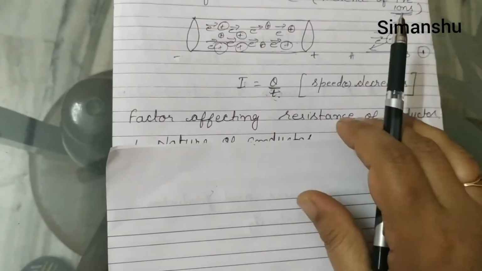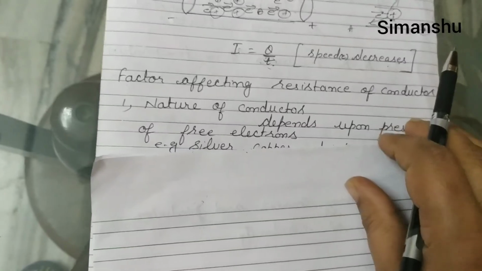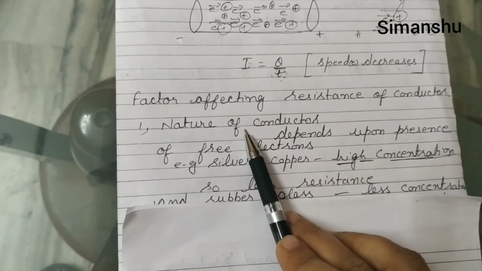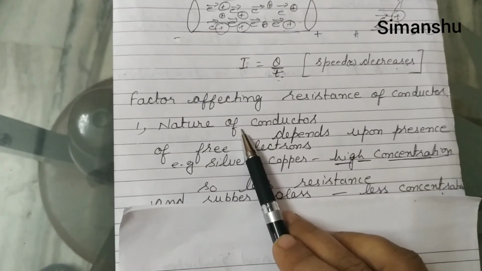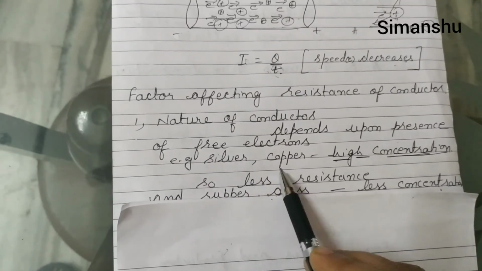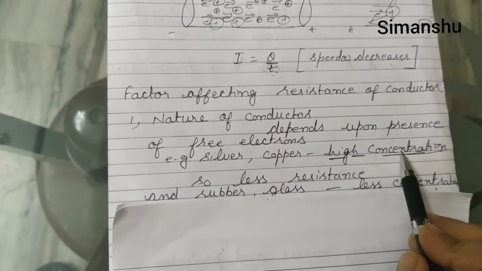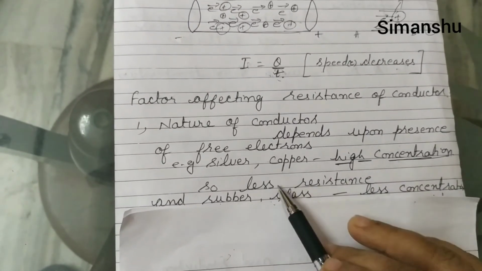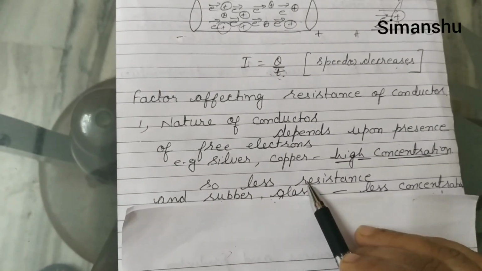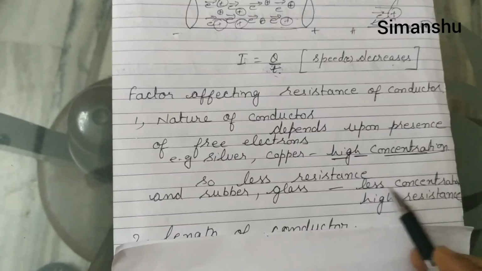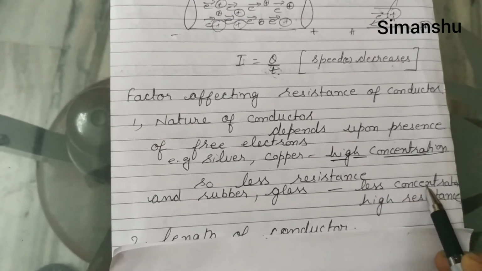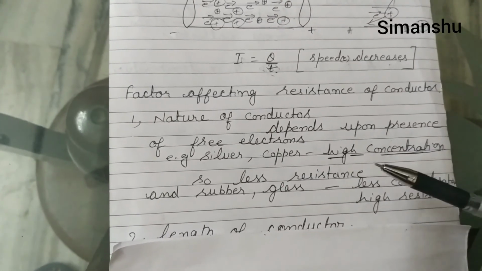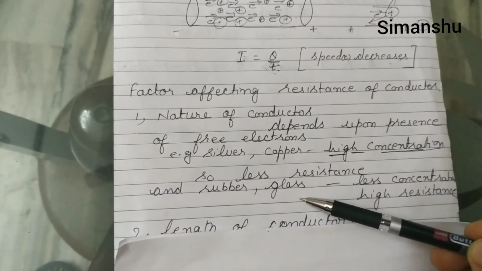Okay. Now, what are the factors affecting resistance of a conductor? First of all, nature. As we said, for flow of current, free electrons are responsible. There are some materials like silver and copper, which have a high concentration of free electrons. If they have a high concentration of free electrons, resistance is less. And there are other kinds which have a low concentration of free electrons. Low concentration means high resistance. That's why we say some are good conductors, some are bad.